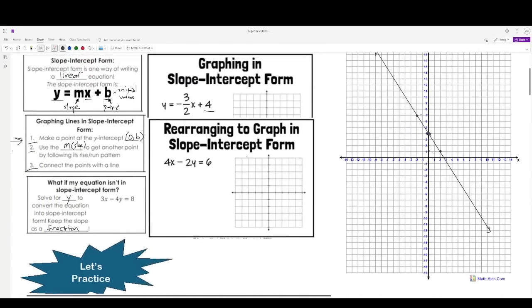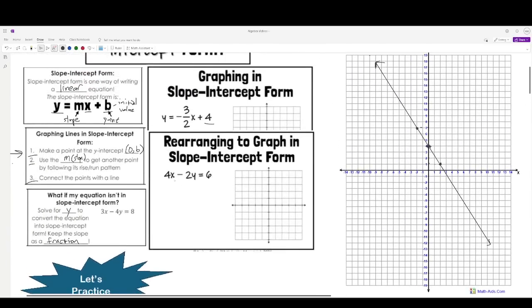There's another one that has rearranging to graph here, so we're going to solve this one for y. Step 1, again, we have an addition operation here, and we have a multiplication operation here. We want to undo the addition first, so we're going to do -4x.